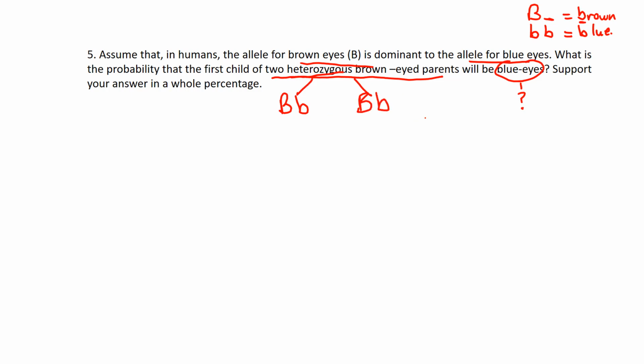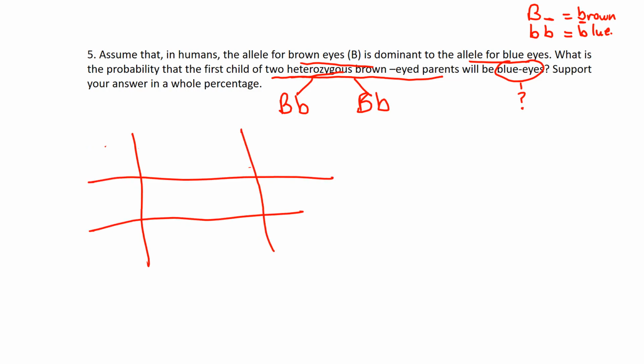Now we know before we even go any further that with these type of patterns in a monohybrid, when both parents are heterozygous, you would expect a 3-to-1 ratio. 3 being dominant, 1 being blue. But let's kind of work this question out with our step 3, which is a Punnett square. Okay, step 3, Punnett square.